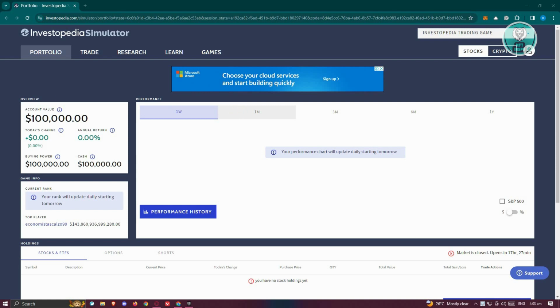So in this case, the first thing that we want to do is open up the website, which is going to be investopedia.com/simulator, since we want to access the simulator itself.